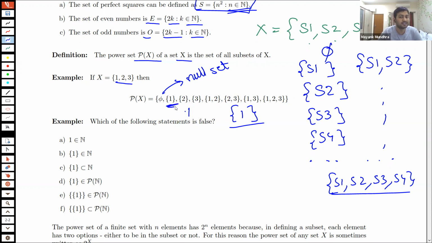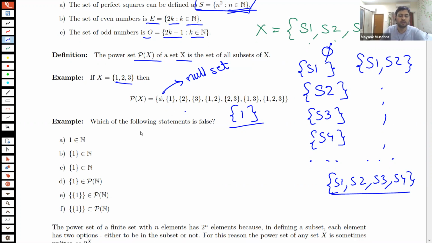So {1} is a set, 1 is an element. It's the difference between a shirt and a shirt in a bag. If you put the shirt in a bag, it becomes a set, with everything in it. It does not matter if that set has only one element in it, it will be called a singleton set. But 1 and {1} are different things.